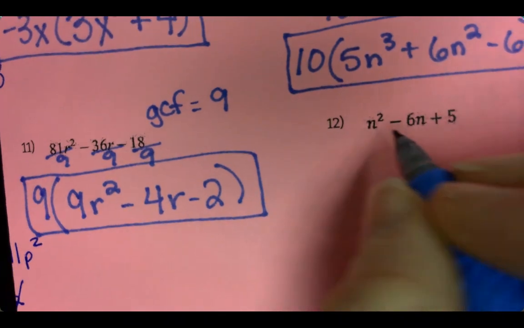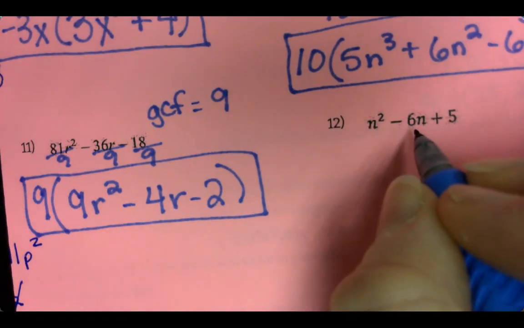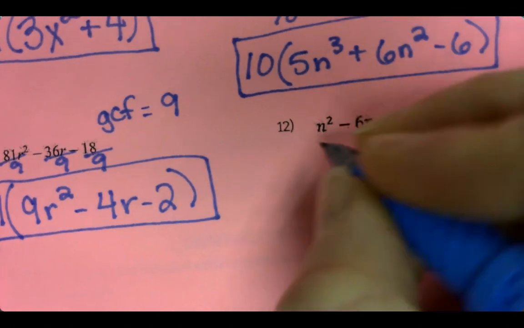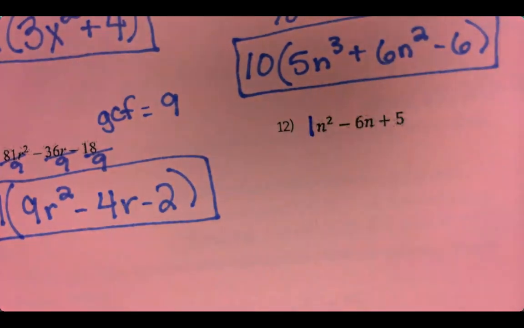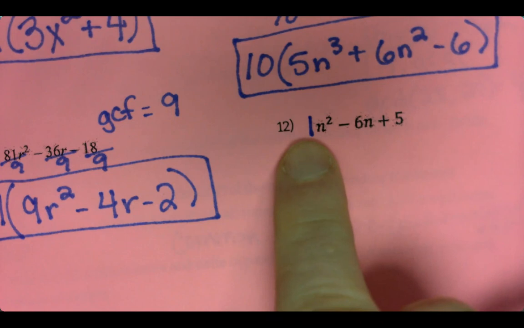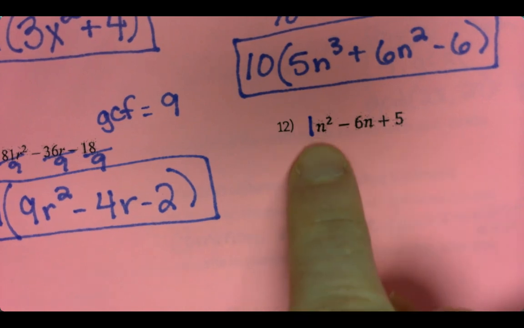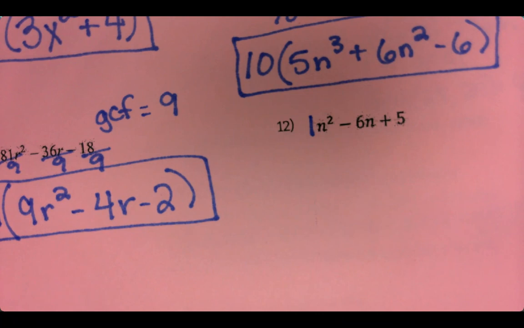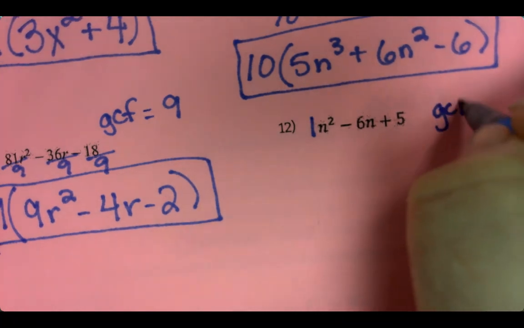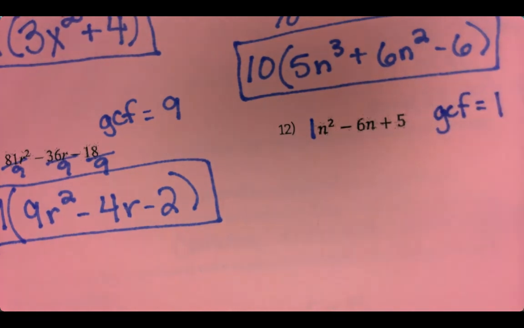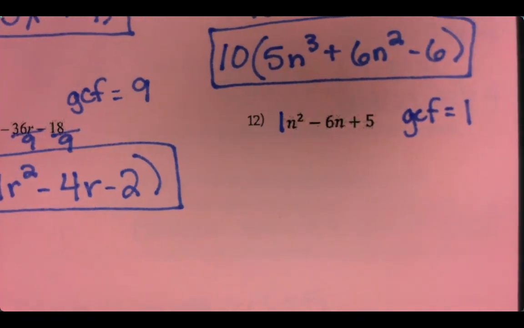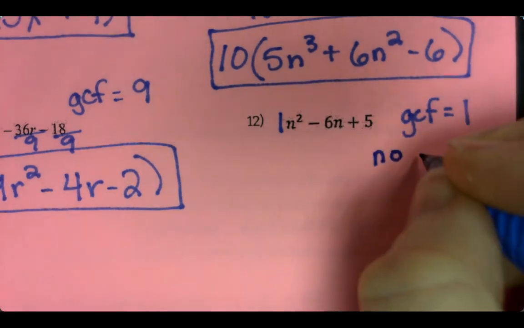All right, let's look at the next one. We have n squared, negative 6n, 5. So this is like a 1. So GCF of a 1, a negative 6, and a 5. Anytime 1 is what your GCF is, you can't find anything else. Your GCF would just be 1. And then they don't all have n's, so we can't do anything else. No common variables either.